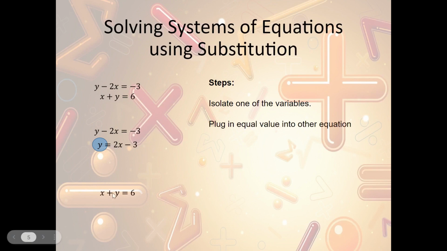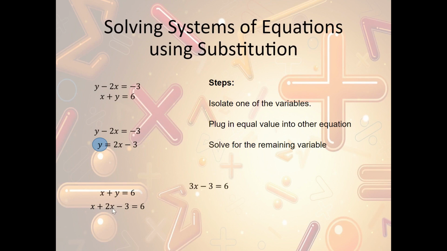Now I can go ahead and plug it into the other equation. So I have x plus y equals 6, but y is really equal to 2x minus 3, so I'm going to plug that in for y. So now it says x plus 2x minus 3 is equal to 6. Now I can go ahead and solve. So I'm going to combine like terms. So x plus 2x is 3x. So I get 3x minus 3 is equal to 6.